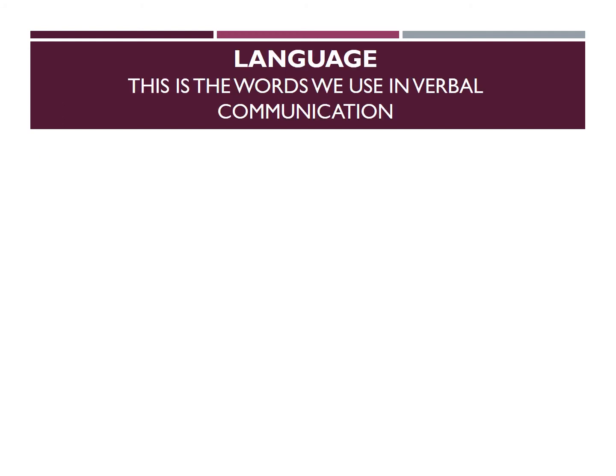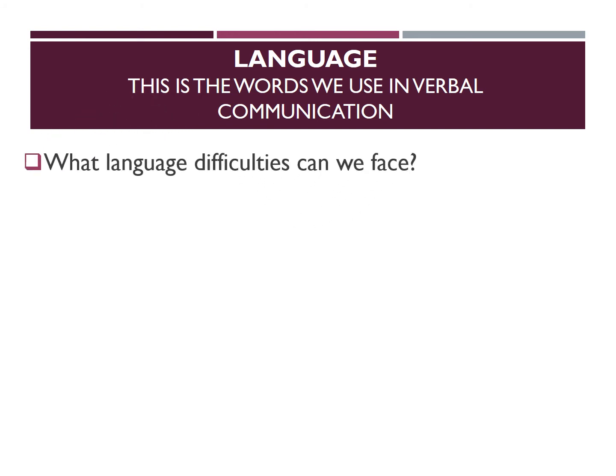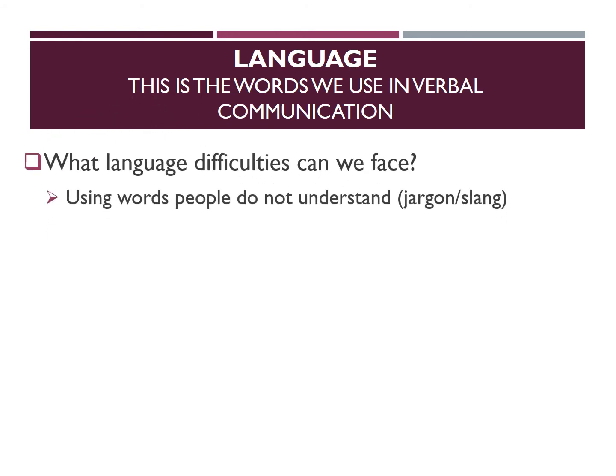Now the next aspect is language, and this is the words that we use in verbal communication. So what language difficulties can we face? Now, as mentioned on the previous slides, it's using words that people don't understand, like jargon and slang. An example of that jargon is that medical terminology, or it could be educational terminology. So these are two types of jargon that can be used in our health, social care and early years settings.